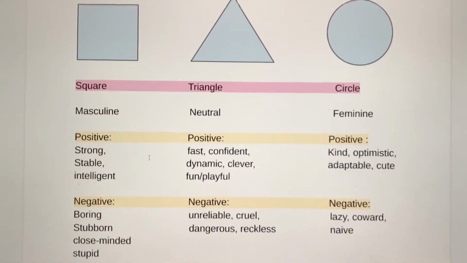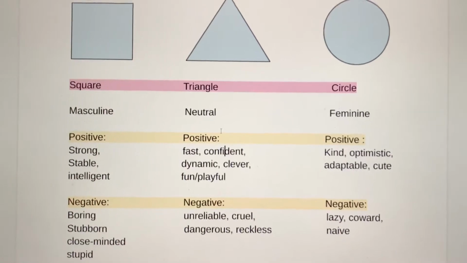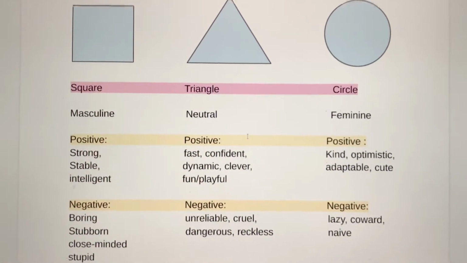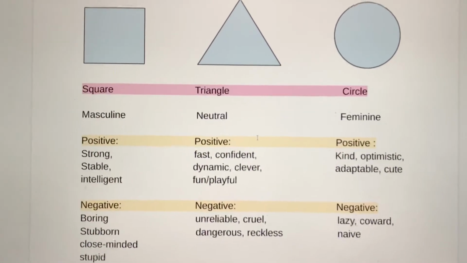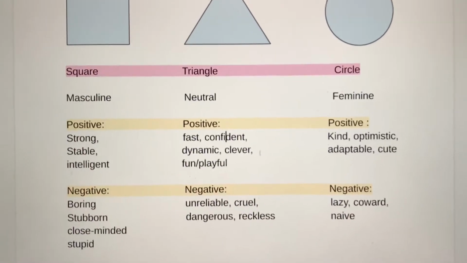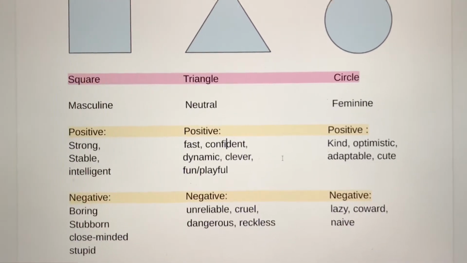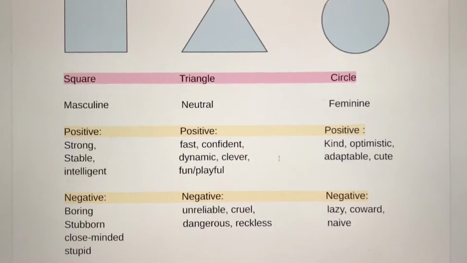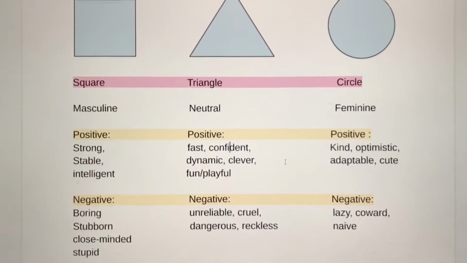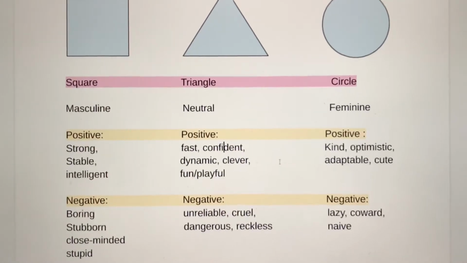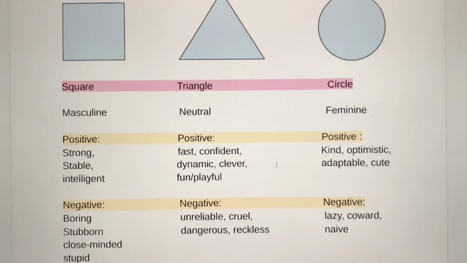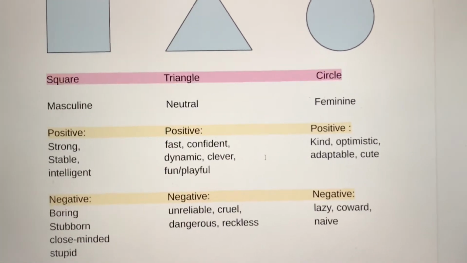The triangle shows that a character is fast, confident, dynamic. They might be clever, might be fun or playful, like if they have spiky hair. But the character could also be unreliable, cruel, dangerous, reckless, and those are traits shown a lot in villains. So villain characters might have triangles or a lot of points in their design.